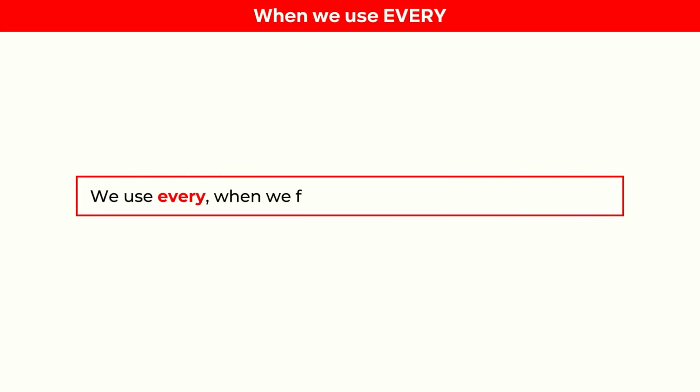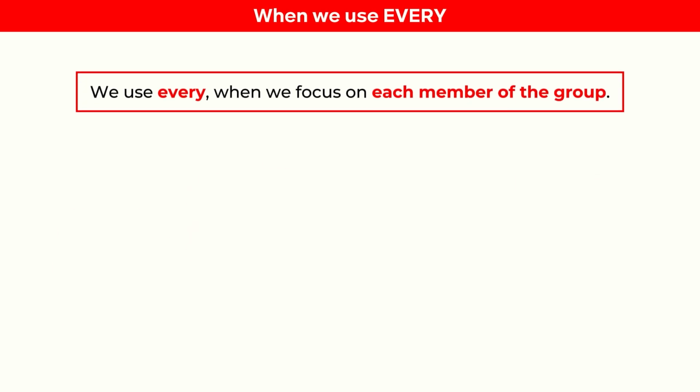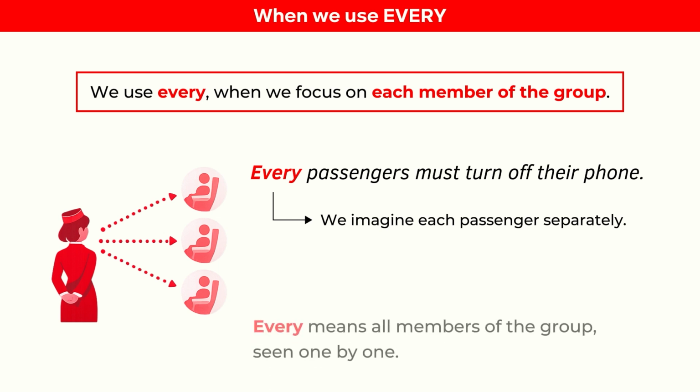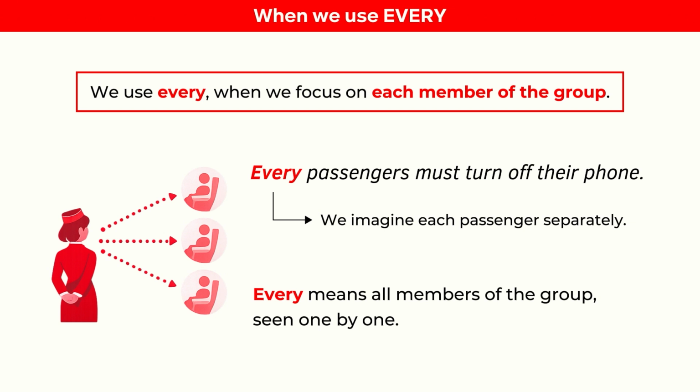When we use every. We use every when we focus on each member of the group. Example: every passenger must turn off their phone. The rule is the same, but now the focus is slightly different. We imagine each passenger separately, one person, then another, then another. So every means all members of the group, seen one by one.